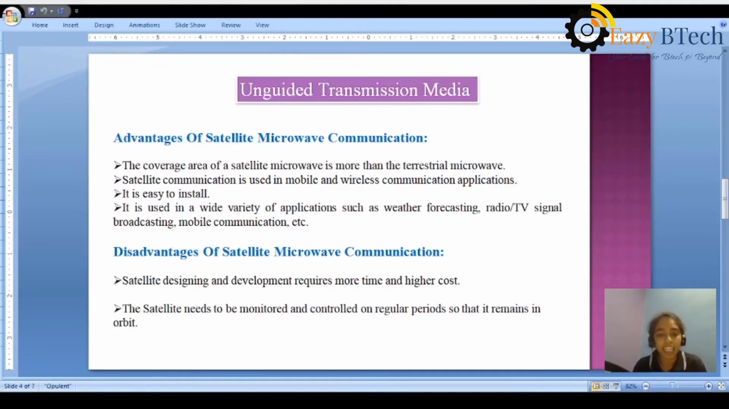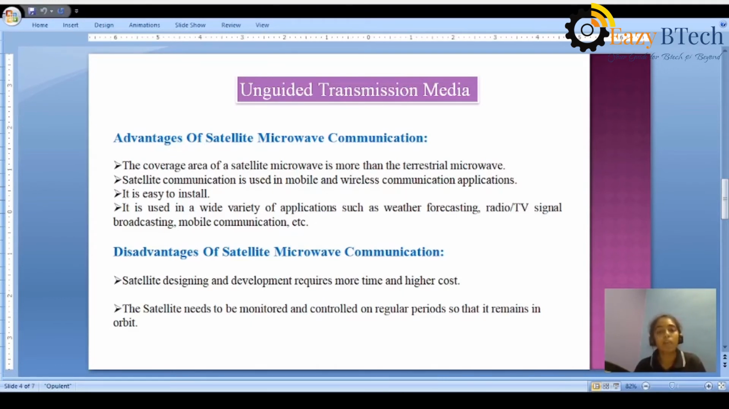And the satellite needs to be monitored and controlled at regular periods, because every minute we have to monitor the satellite. That is the main important thing. We can't leave the satellite while communicating data from source to destination, because it remains in orbit. So each and every second we monitor the satellite and control it at regular periods. That is one of the disadvantages of satellite microwave communication.